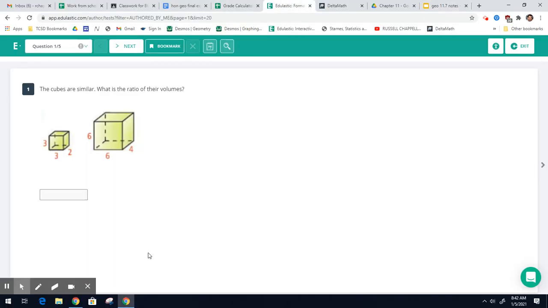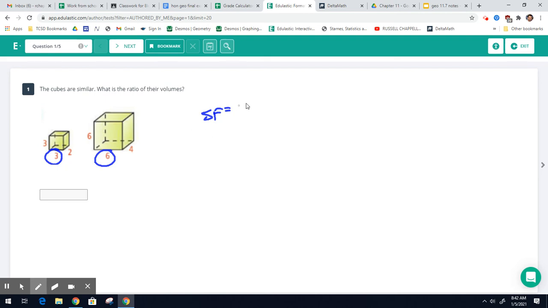All right, so here's the first one. It says the cubes are similar. What is the ratio of their volumes? Again, when you look at this problem, the first thing I want you to do is find the scale factor. The scale factor is a ratio of corresponding sides. I believe that this 6 corresponds to this 3. You could also use this 6 and that 3, or this 4 and that 2. It doesn't matter to me.